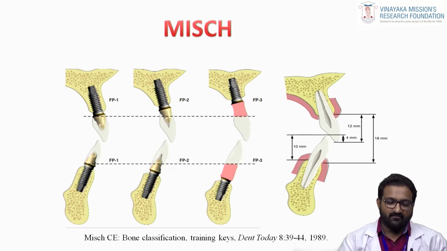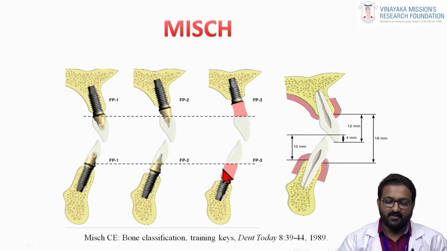So Misch gave a classification according to the availability of the residual ridge. He classified it into FP1, FP2, FP3, RP4 and RP5. So what is FP1? FP1 is fixed prosthesis 1. FP1 is the prosthesis which will be replacing only the lost tooth, so the resorption is very minimal. FP2 is the prosthesis which will be replacing the tooth and a certain extent of missing gingiva.